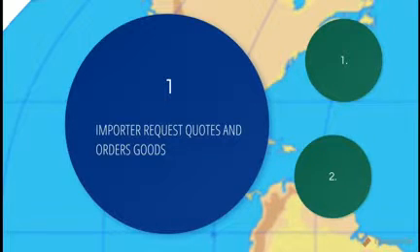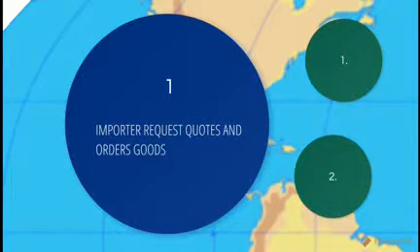Okay, let's move to the main point. Firstly, the importer requests quotes and orders goods. Concerning ordering goods from a supplier, generally the buyer will ask for a quote when looking for goods to purchase, which is a pro forma invoice. It is effectively an invoice that is used to provide an estimate and can be subject to change.